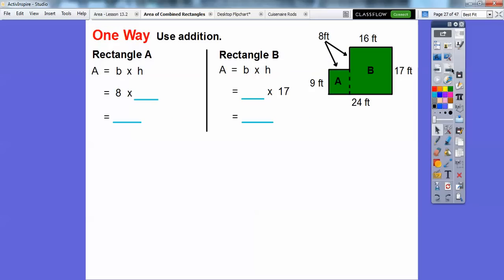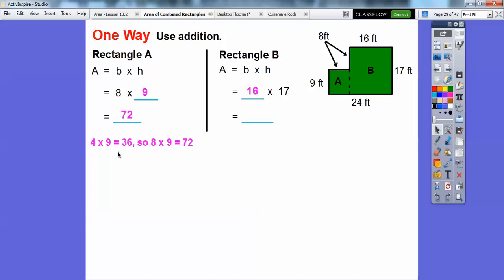Remember, this is 8 by 9. That's the area of rectangle A, so this is going to be 8 times 9. And then this is going to be 16 times 17. Now for 8 times 9, I broke it up: I did half of 8, which is 4.